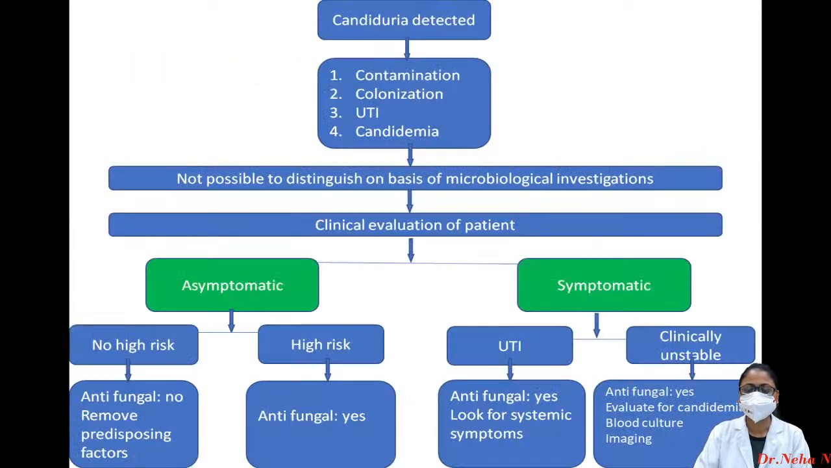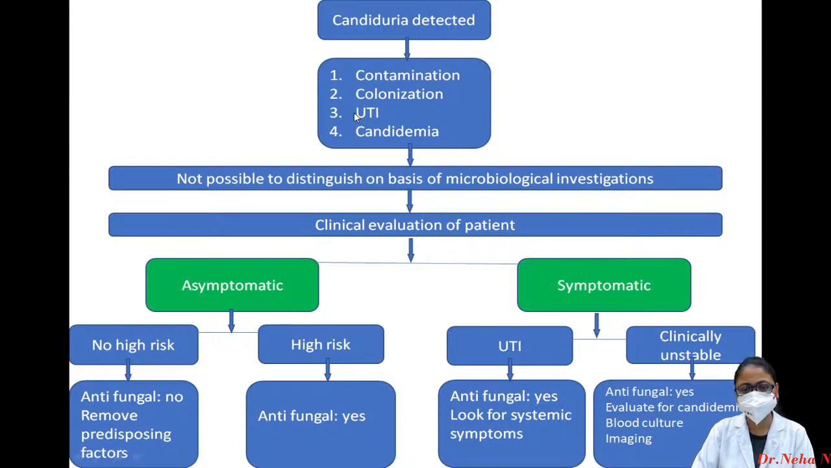Now, to summarize the management here, if candiduria is detected, then there are 4 possibilities. It could be contamination, it could be colonization, it could be a UTI, that is a true infection, and it could be secondary to candidemia. To eliminate contamination, if contamination is suspected, then a second sample should be asked, and if the second sample comes out to be negative, then we can safely conclude that the initial sample was a case of contamination.